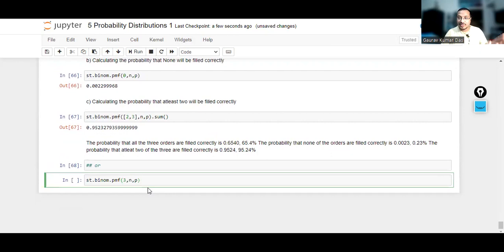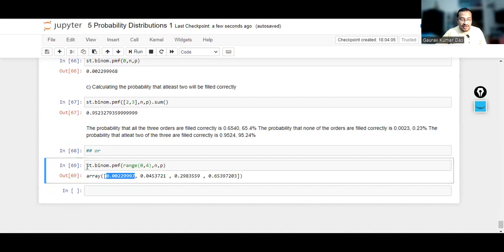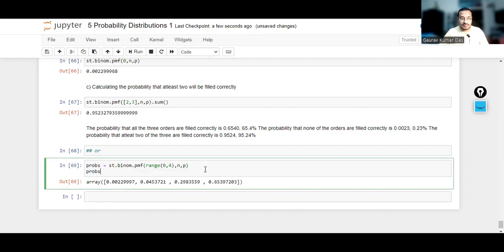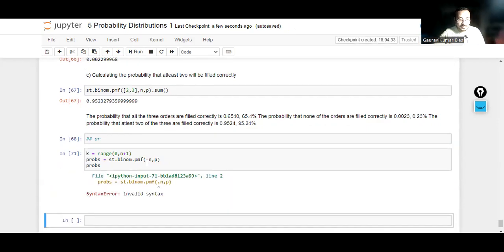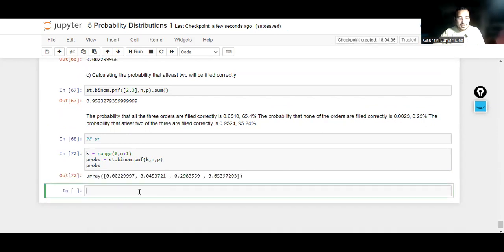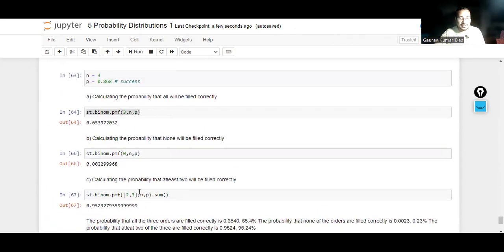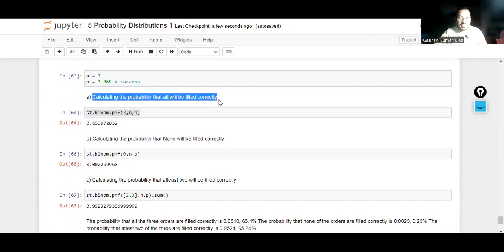I'll calculate all the probabilities with respect to all the events. So what will the range be? 0 to 4. That's it. Now if this is my probs, you can specify k separately as range of n plus 1, right? Now this will be k. Now the first question is calculating the probability that all will be filled correctly.